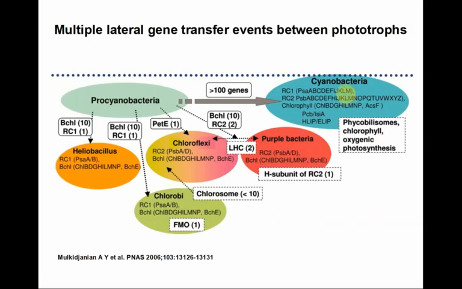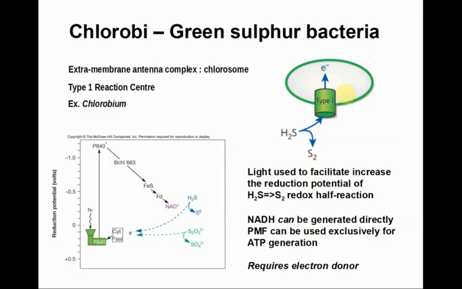Okay, so if they're not performing photosynthesis completely in the same way as green plants, what are they getting out of it? Why do they bother doing this? I'm just going to look at 2 examples of anoxic photosynthetic bacteria. One of them is the green sulfur bacteria, Chlorobi. They've got photosystem 1 only. They collect light by a kind of antenna complex outside the membrane called the chlorosome.